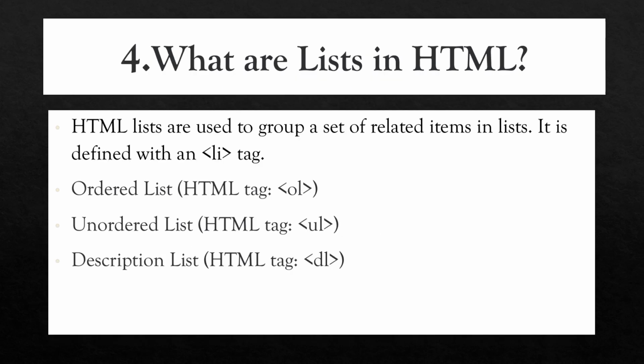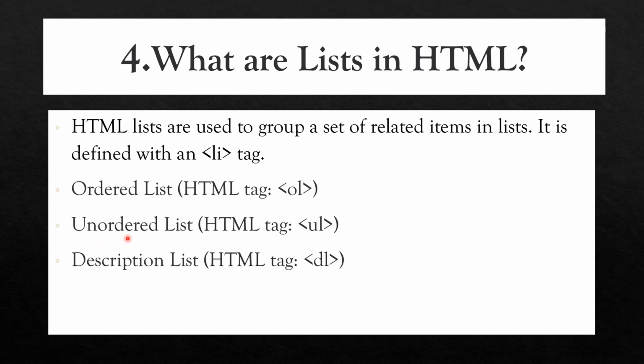And the fourth question is, what are the lists in HTML? First, we are going to see the ordered list. The tag for an ordered list is OL, and the list items will be marked with numbers, capital letters, small letters, and sections. For an ordered list, we have to use the OL tag. Inside, the list item should be tagged in LI. LI means list item.